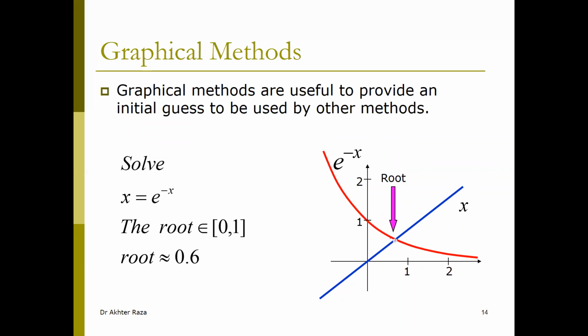We are not getting an exact point on the graph, but we are getting a highlighted point, and the range is from 0 to 1. So we can say that a root exists between 0 and 1. And that root we can search with the help of an open method or a bracketing method. This procedure is called approximating the root with the help of a graph.